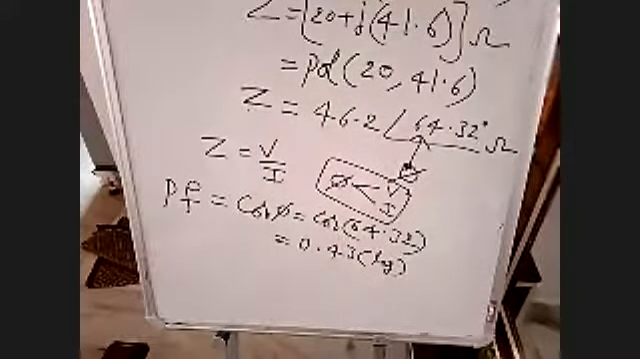If you want to write a note point, you can write: if XL is greater than XC, power factor is lagging. Next point: if XL is less than XC, power factor is leading.